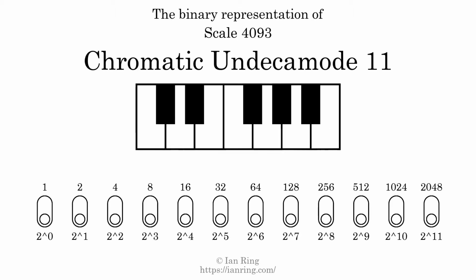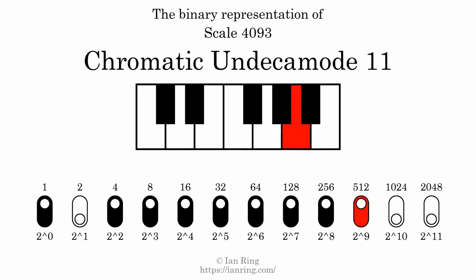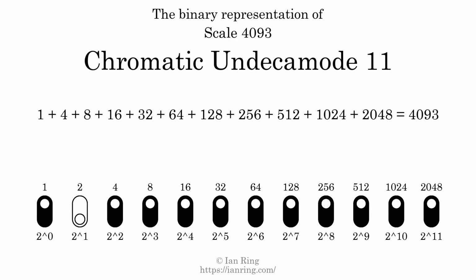The binary representation of this scale is determined by mapping tones of the scale to binary digits. Each binary digit represents a power of 2. To get the scale number, we add the powers of 2 together. The powers of 2 that are present in the scale, all added together, equals 4093. That is why the scale number, in decimal, is 4093.